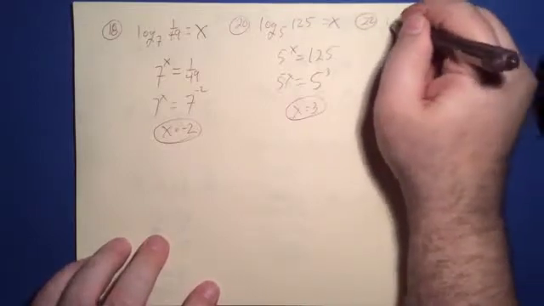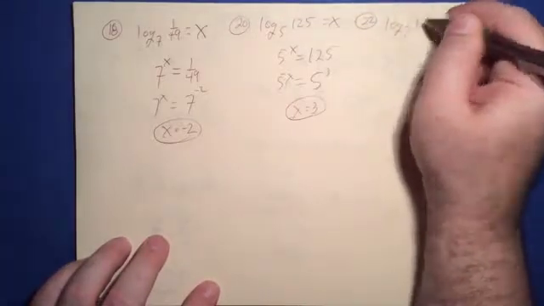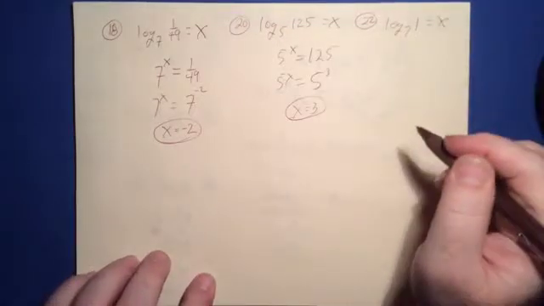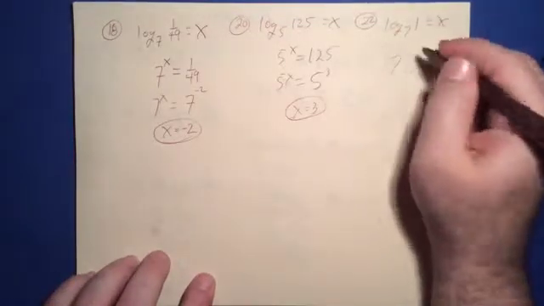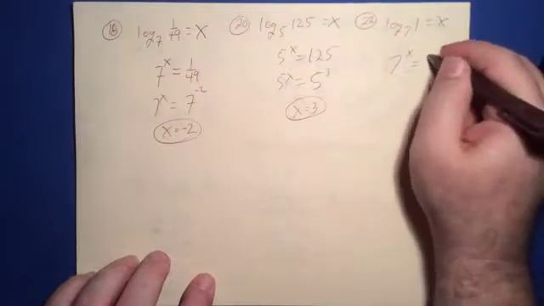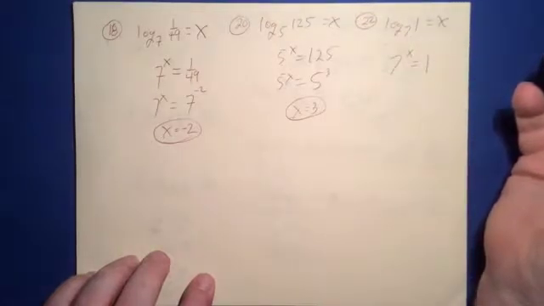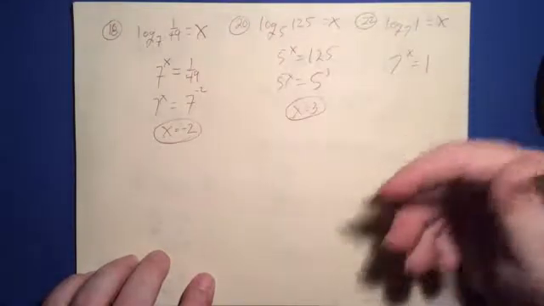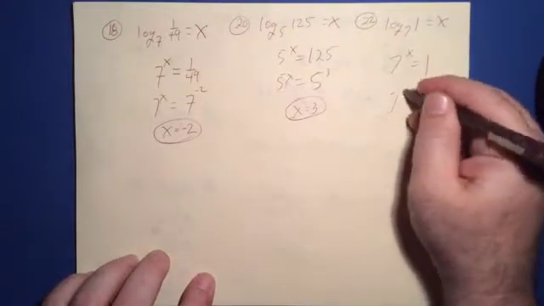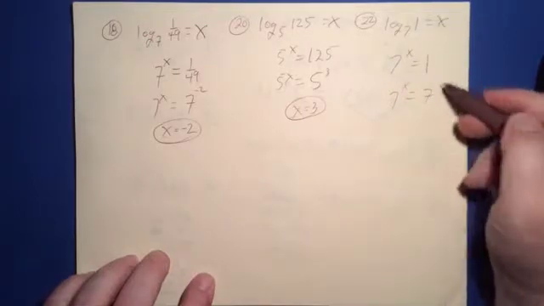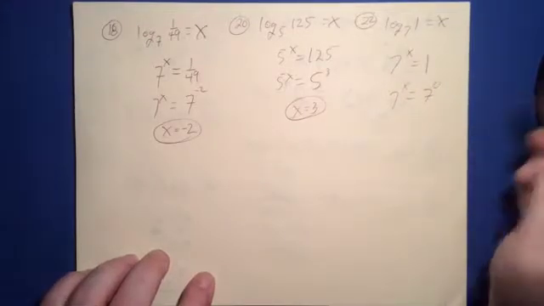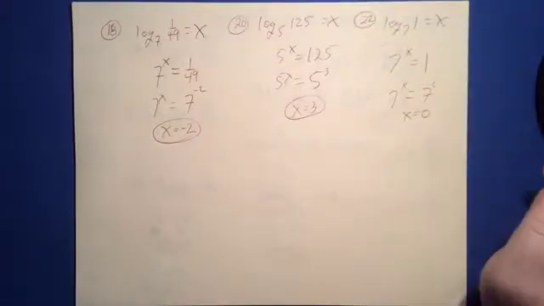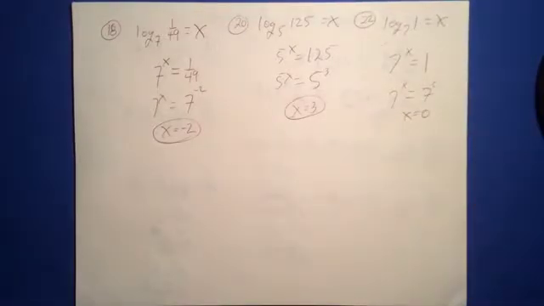So this is going to be log base 7 of 1. Well, what is that? Let me set that equal to x. So 7 to the x equals 1. Well, how do you get that? The only way you can get 1 with a base of 7 is if the exponent x is 0. So x is going to equal 0. So log to the base 7 of 1 is equal to 0.